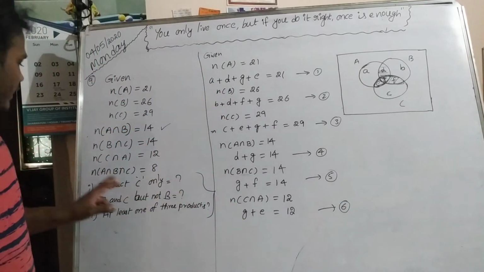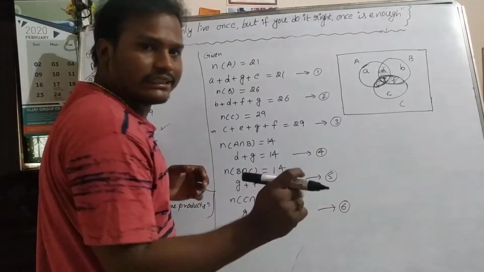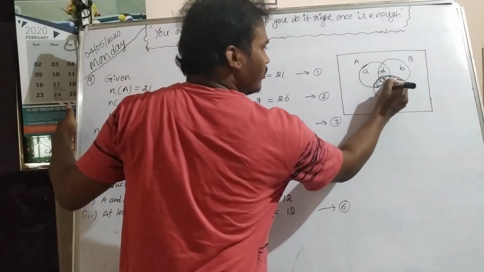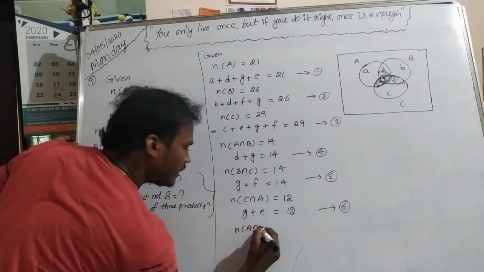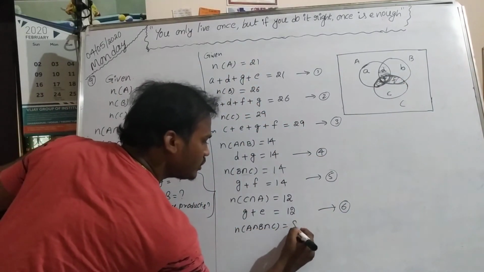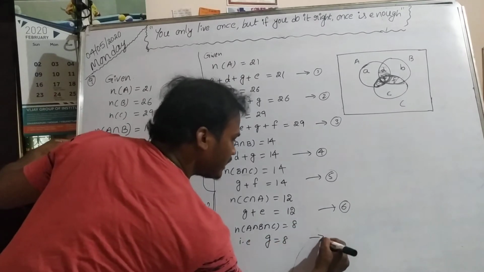Now I have made, and one more thing is there. See, N of A intersection B intersection C. A intersection B intersection C is this one. What is this one? G. Okay. N of A intersection B intersection C is equal to 8. That is G is equal to 8. This is, let's take 7.